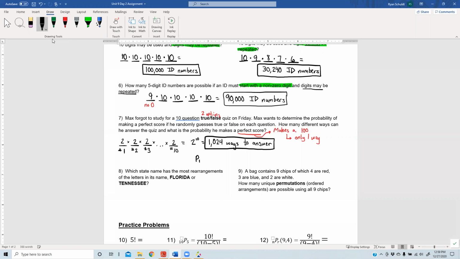So the probability that he guesses on all 10 questions and makes 100 is 1 out of 1,024. Which means as a decimal, that's 0.000977. Or if you want to know your percent chance, he's got a 0.0977% chance of making 100. It probably ain't gonna happen. He should have studied.